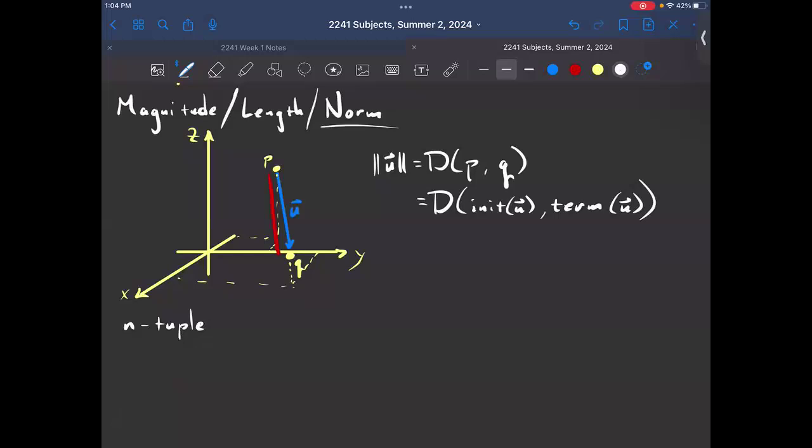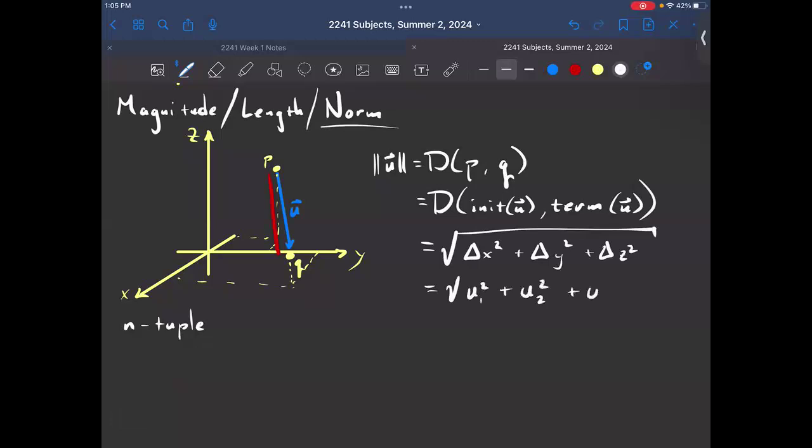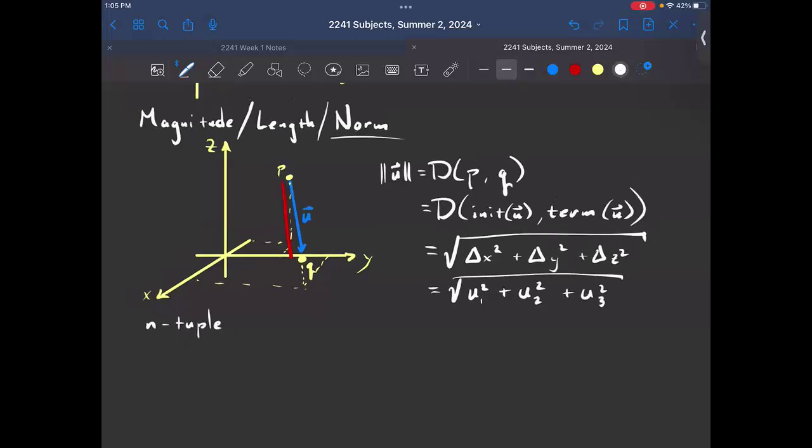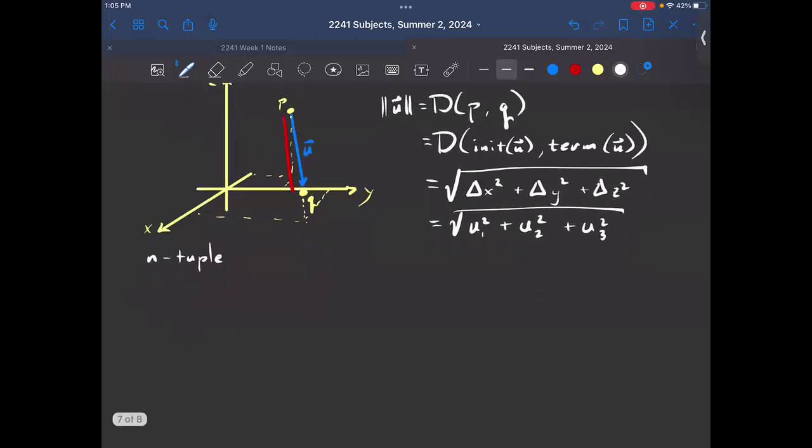Okay, and then because we already know the distance formula, we have that this is the difference in the x coordinates squared plus the difference in the y coordinates squared plus the difference in the z coordinates squared, all square rooted. But we know what those are. Those are the components of the vector. Because remember, the vectors are the differences between the terminal and initial points, not the points themselves. It's a bit weird to think about, but you'll get used to it after a while.